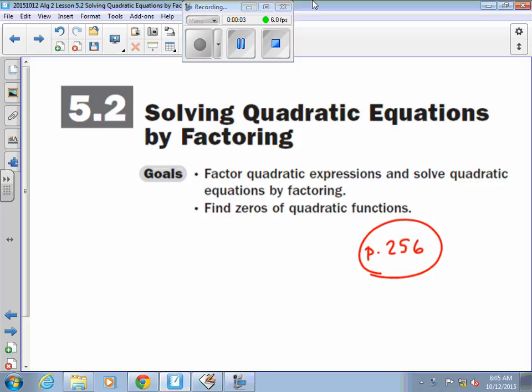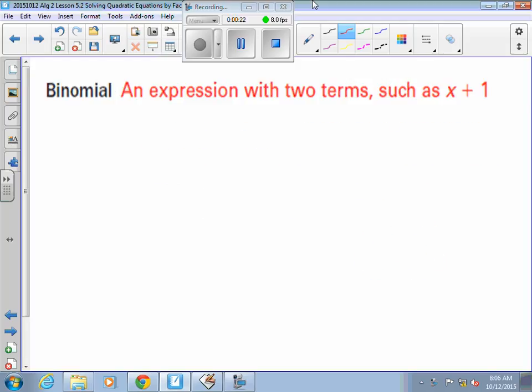This is Algebra 2, Lesson 5.2, Solving Quadratic Equations by Factoring. Today that's what we're doing. We're factoring quadratic expressions and we're solving the equations when we're factoring. And then we're also going to find zeros of quadratic functions beginning on page 256.